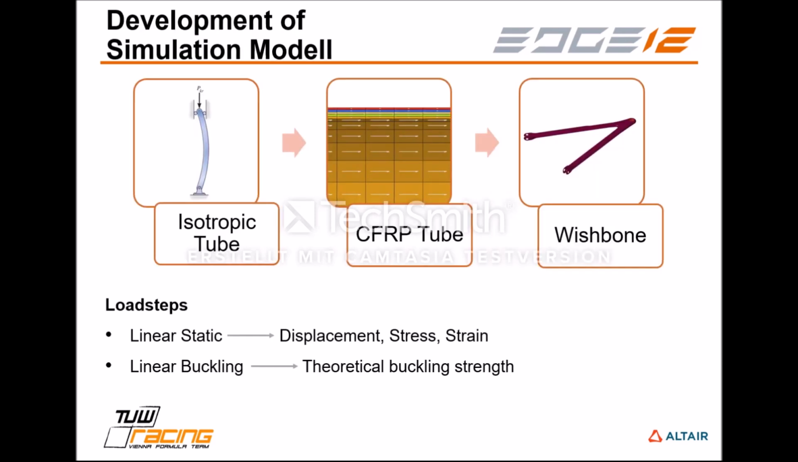To set up such a complex simulation, we prefer to do very small steps, so start with a very simple model and add complexity with each step. So we started with an isotropic tube. In the next step, we changed the isotropic material into a MAT8 carbon fiber material, and just after that, focused on the wishbone itself.